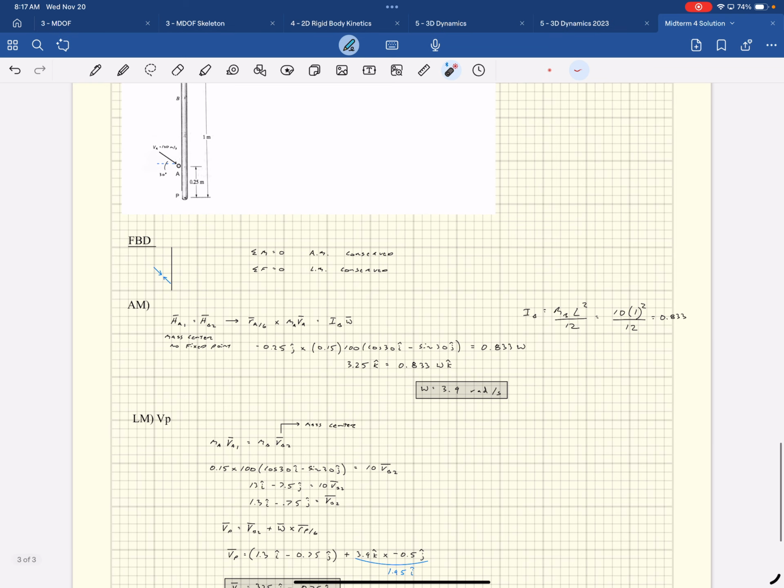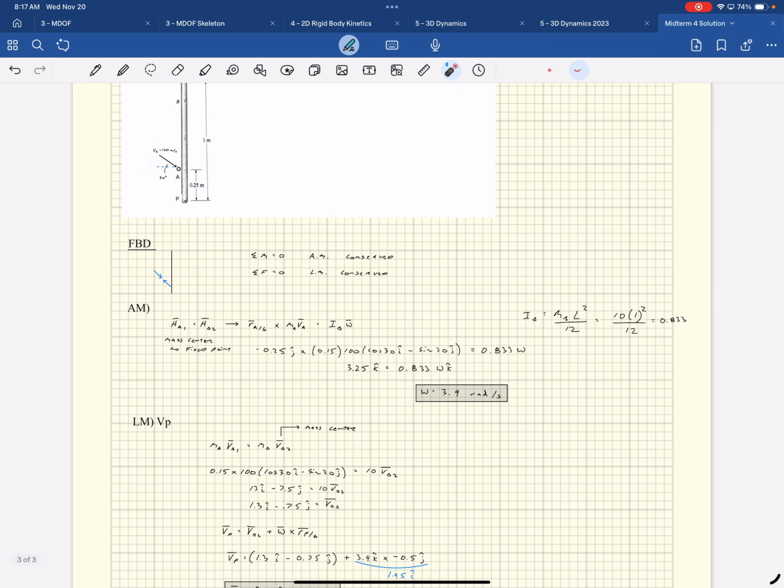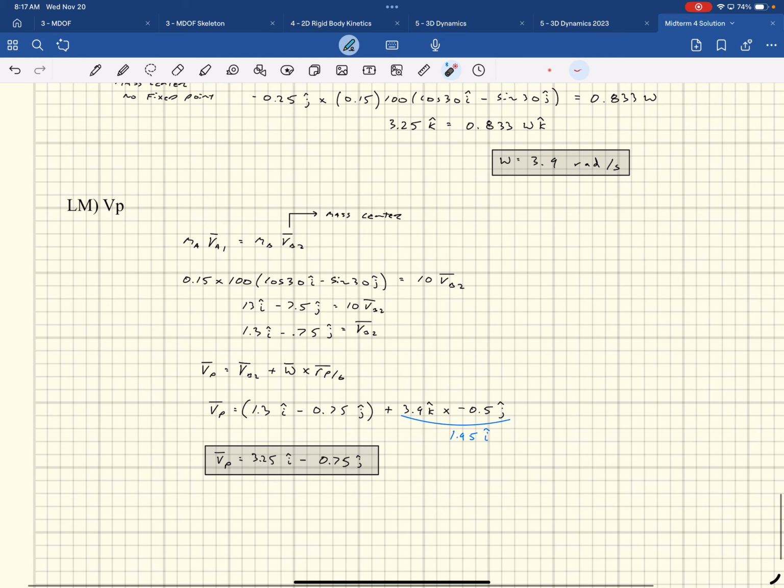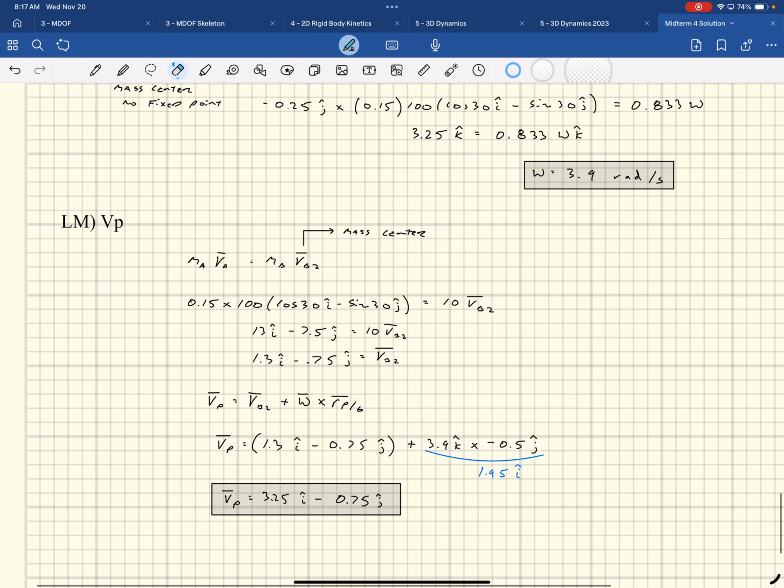So there is no point on here where the velocity, well, there might be a point where the velocity is 0, but we don't know where it's at. So we have to do conservation of linear momentum to determine what VG is. Linear momentum, the way it works: mass times velocity before is equal to mass times velocity after.